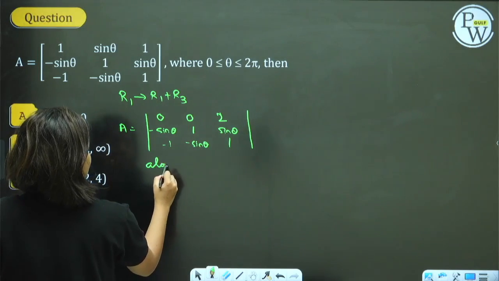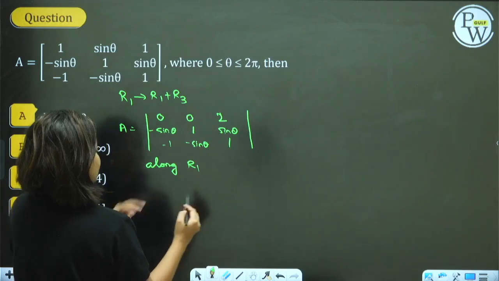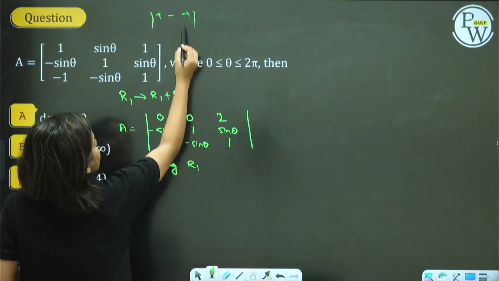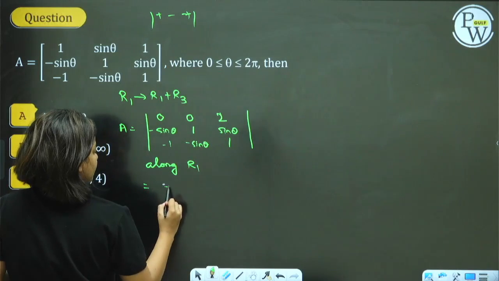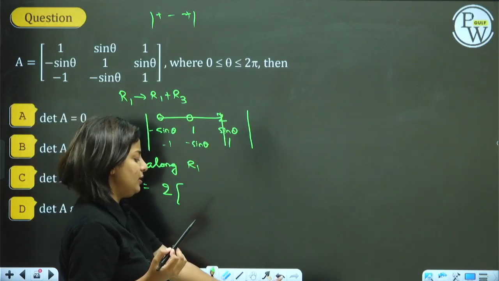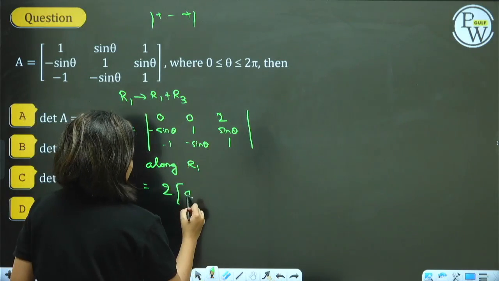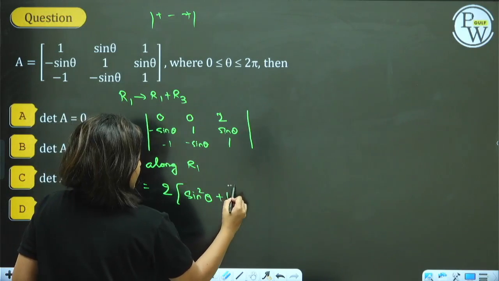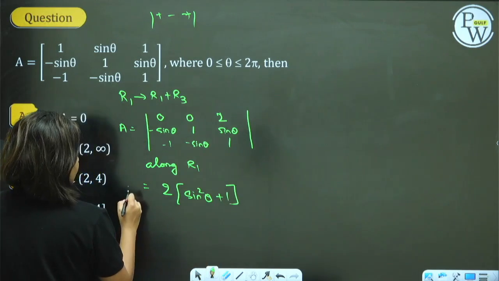Keep on solving, expand. Where will we expand? Along row 1, of course, makes sense because row 1 has 2 zeros. While expanding, what is the sign chart? Plus, minus, plus. The last element is positive. Take 2 positive, delete this row and column. Minus sign into minus sign will be sine square theta, and 1 into minus 1, but already there is minus, so plus 1. Right, this is delta.